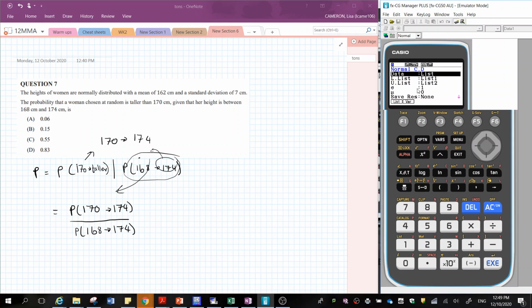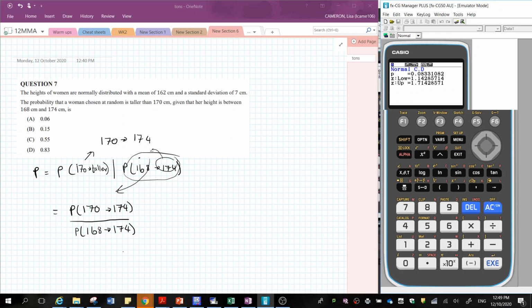Okay, so we need to make sure that it's variable. Now, our lower level is going to be 170 to the upper, which is 174. Execute. Now, our standard deviation is 7, and our mean is 162.